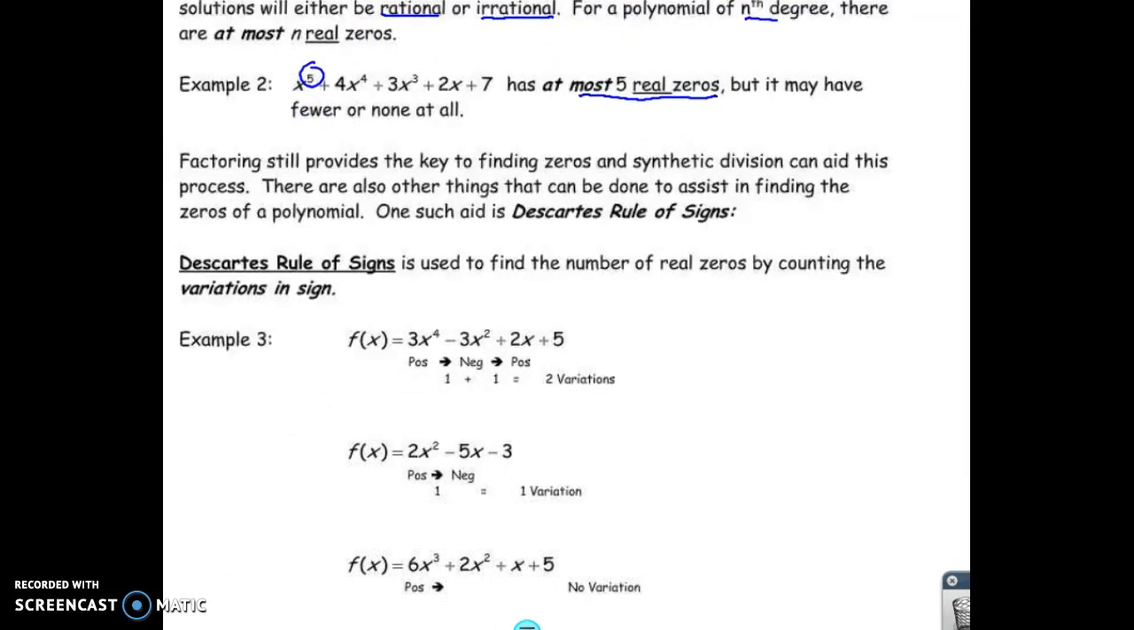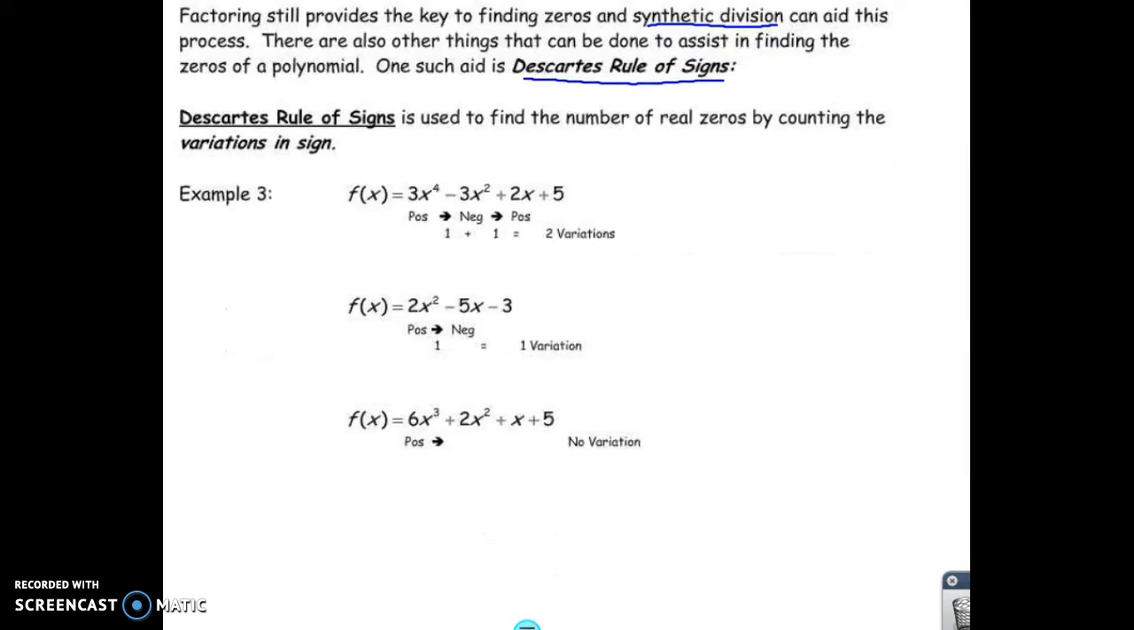Factoring still provides a key. If it's a higher polynomial, you'll want to use synthetic division. There are also other aids that are going to help us with the type of zeros, and that is Descartes' rule of signs. So let me just show you how this works. What we're doing is looking for the variation in the sign, the change in the sign. Like, here's a positive starting out, then we change to a negative. So there's going to be one, I call it a hump. And now, if we're at negative and we go to a positive, there's a second hump, and then we stay positive. So notice this has two variations.